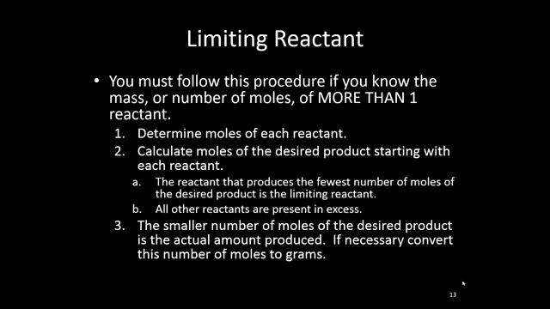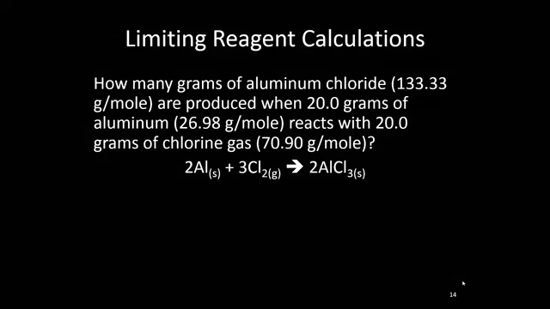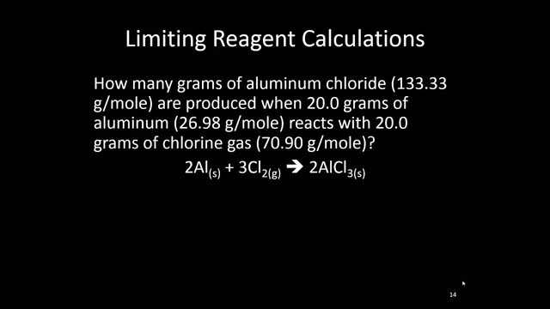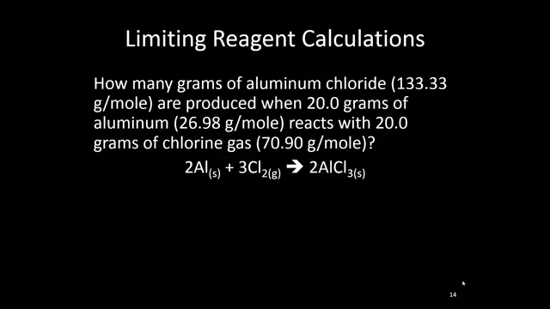Let's look at an example and go through this process. The question: how many grams of aluminum chloride, which has a molar mass of 133.33 grams per mole, are produced when 20 grams of aluminum, molar mass 26.98 grams per mole, reacts with 20 grams of chlorine gas, molar mass 70.90 grams per mole? The balanced equation for this process is 2Al plus 3Cl2 gives us 2AlCl3.